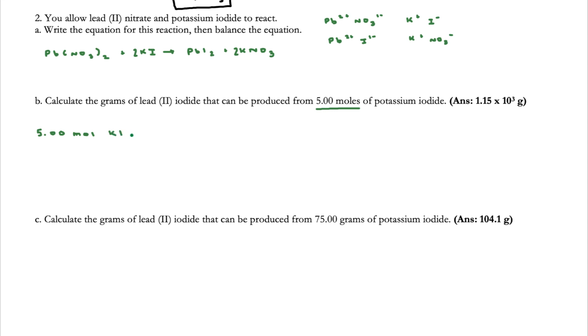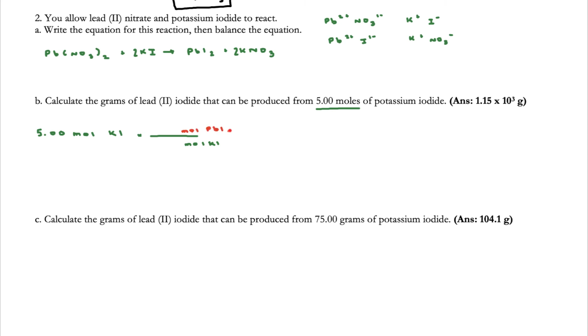All right, so the first thing I need to do, I'm already in moles, which is awesome. I don't have to convert into moles of potassium iodide. So I want to get out of moles of potassium iodide, and I need to get into moles of lead iodide. All right, so I'm going to put moles of potassium iodide on the bottom to get out of them, and then I'm going to put moles of lead iodide on the top.